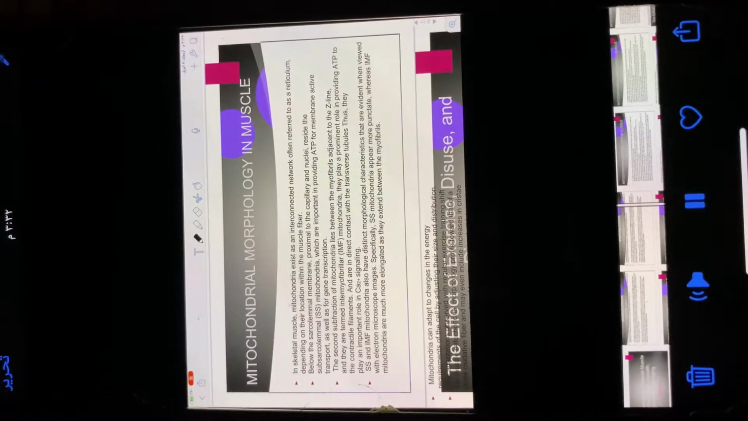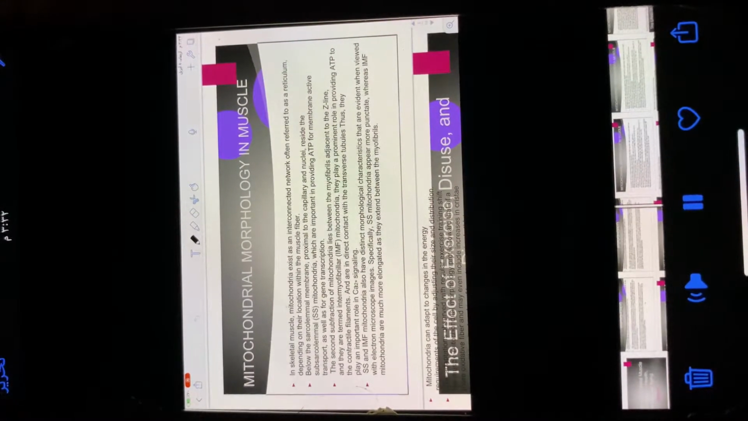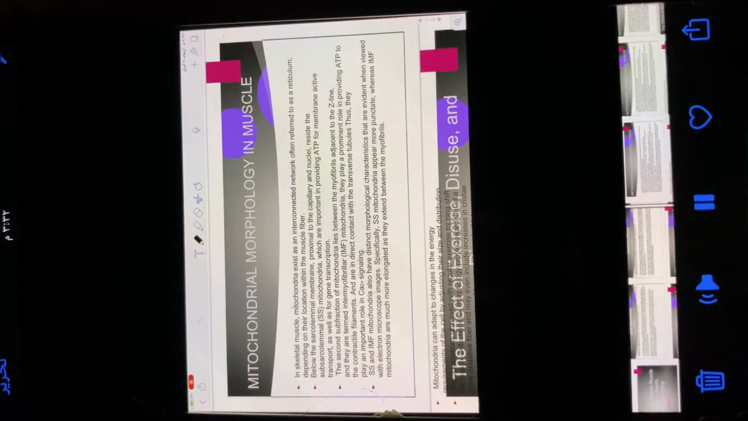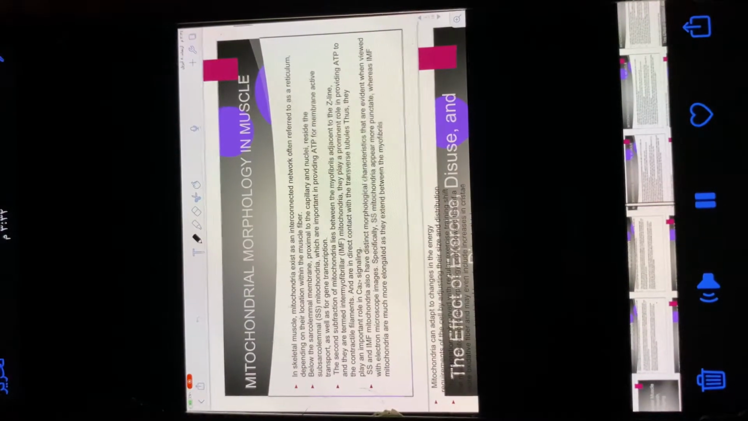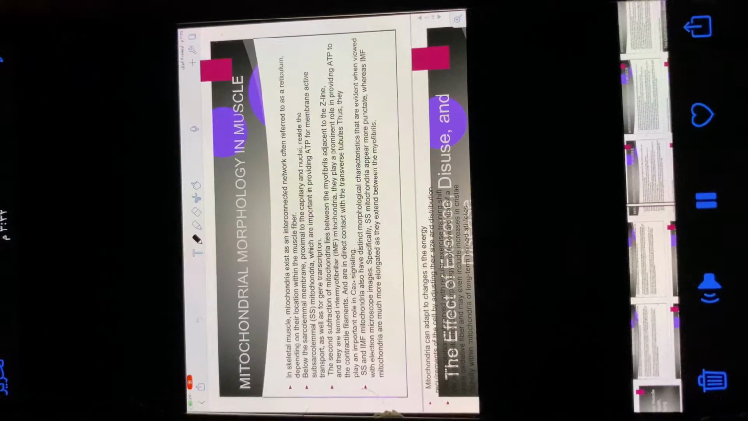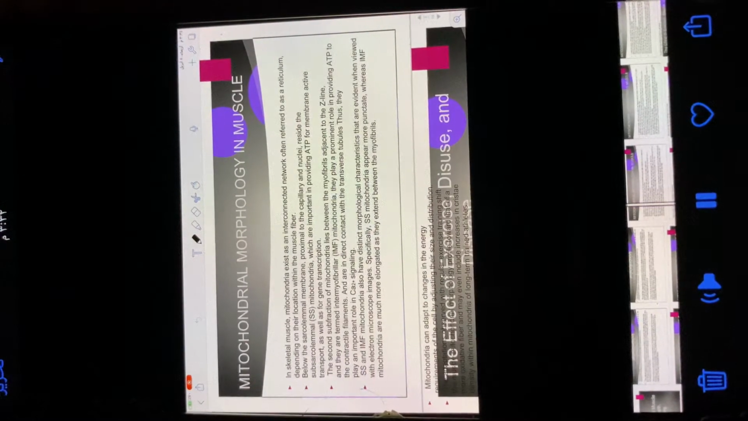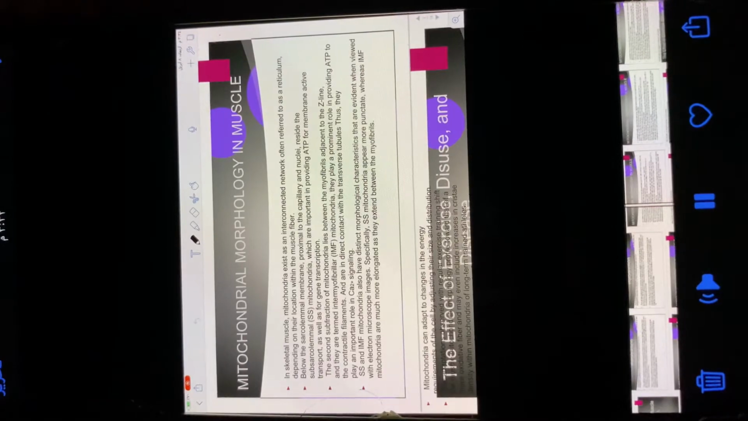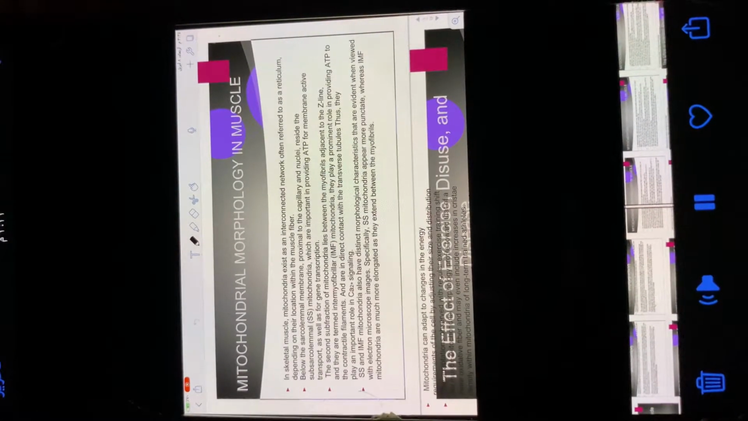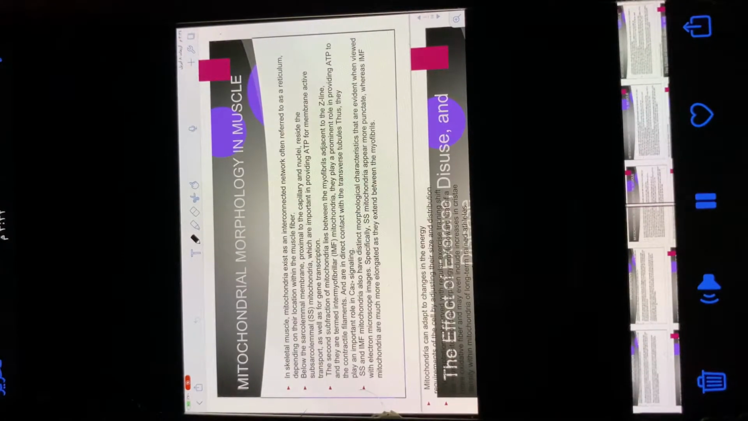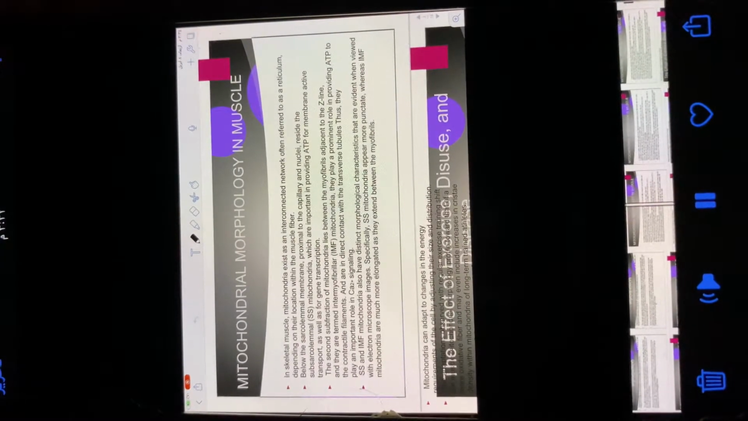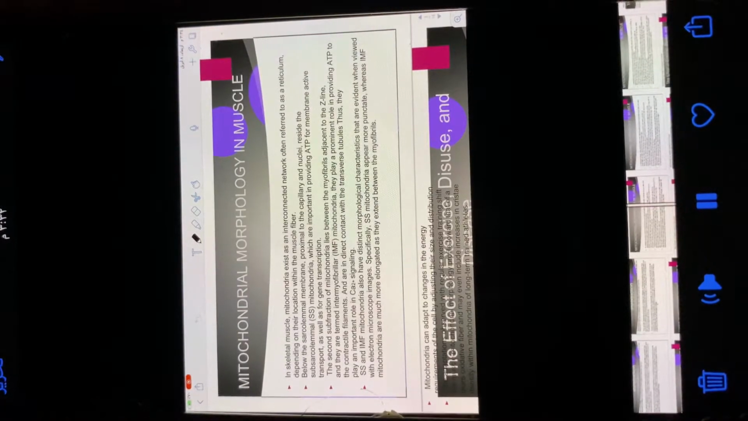Mitochondrial morphology in muscle. Skeletal muscle mitochondria form an interconnected network, often referred to as a reticulum, depending on their location within the muscle fiber. Below the sarcolemmal membrane, proximal to capillaries and nuclei, reside the subsarcolemmal SS mitochondria, which are important in providing ATP for membrane-active transport as well as for gene transcription.